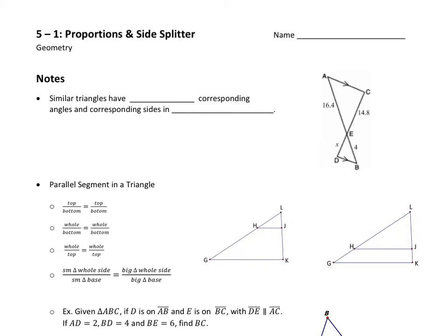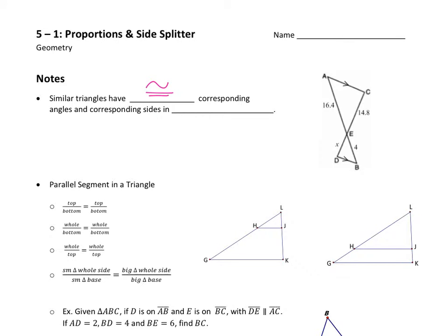This video will talk about proportions in the side splitter theorem in geometry related to similarity. So first we have a couple bullets here that we need to talk about in regards to proportions in the side splitter theorem, and then we'll move into some practice problems that have been on the Common Core exams for geometry. So this first bullet says similar triangles have congruent.